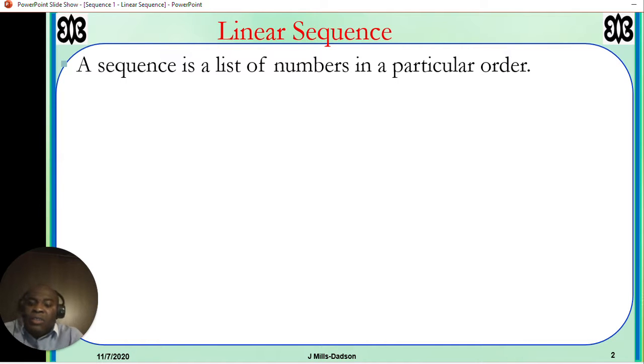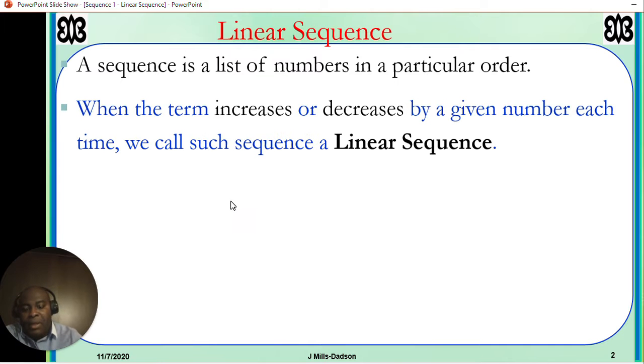A sequence simply is a list of numbers in a particular order. When the terms or numbers in a sequence increase or decrease by a given number each time, we call such a sequence a linear sequence. Let's look at an example.